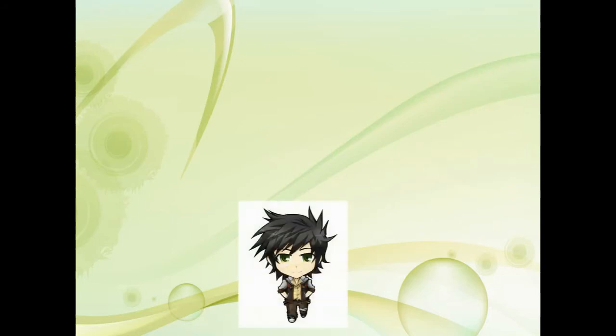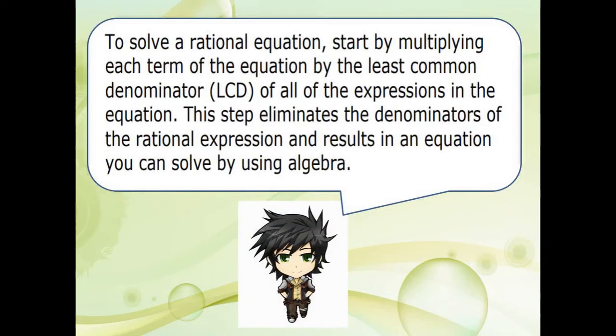To solve a rational equation, start by multiplying each term of the equation by the least common denominator, or LCD, of all the expressions in the equation. This step eliminates the denominators of the rational expressions and results in an equation you can solve by using algebra.